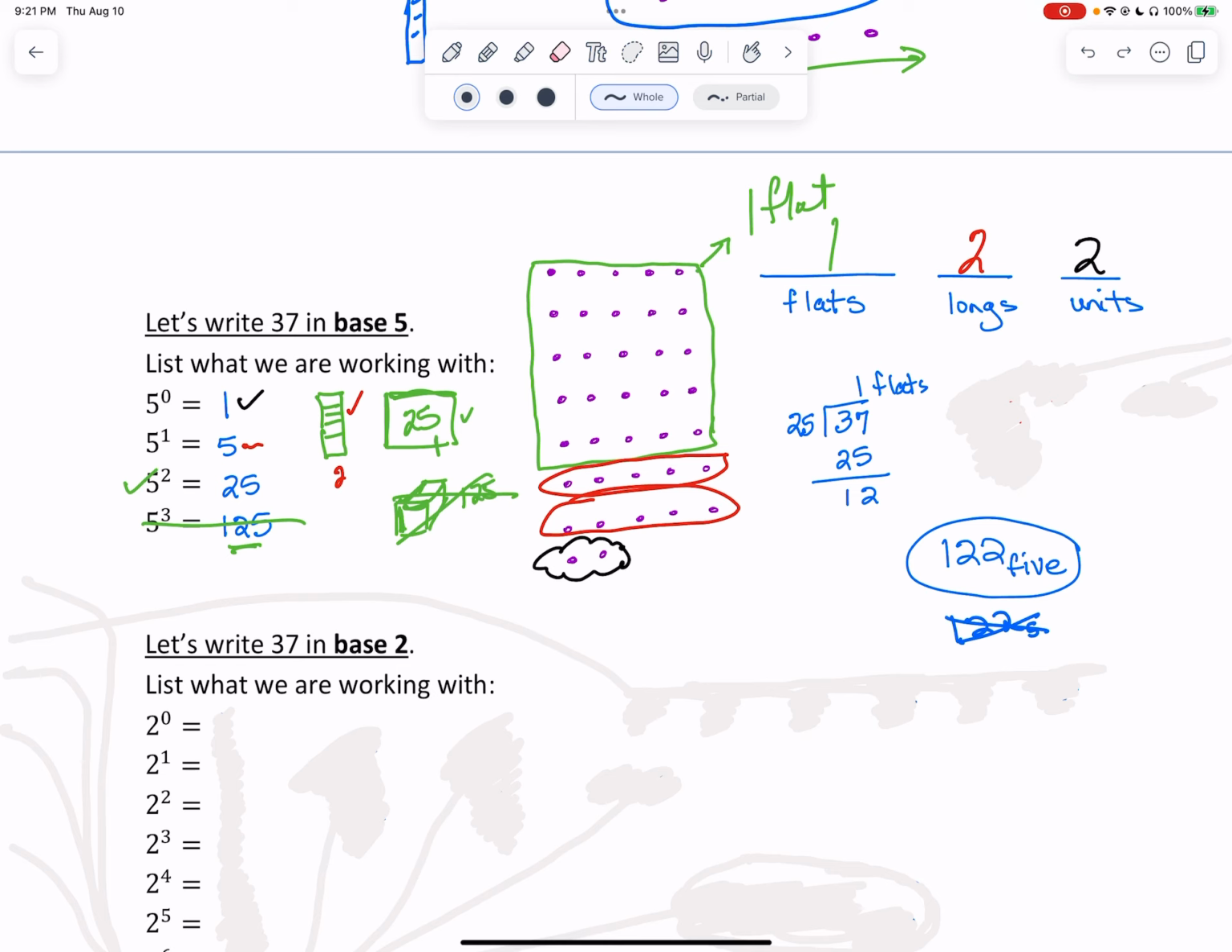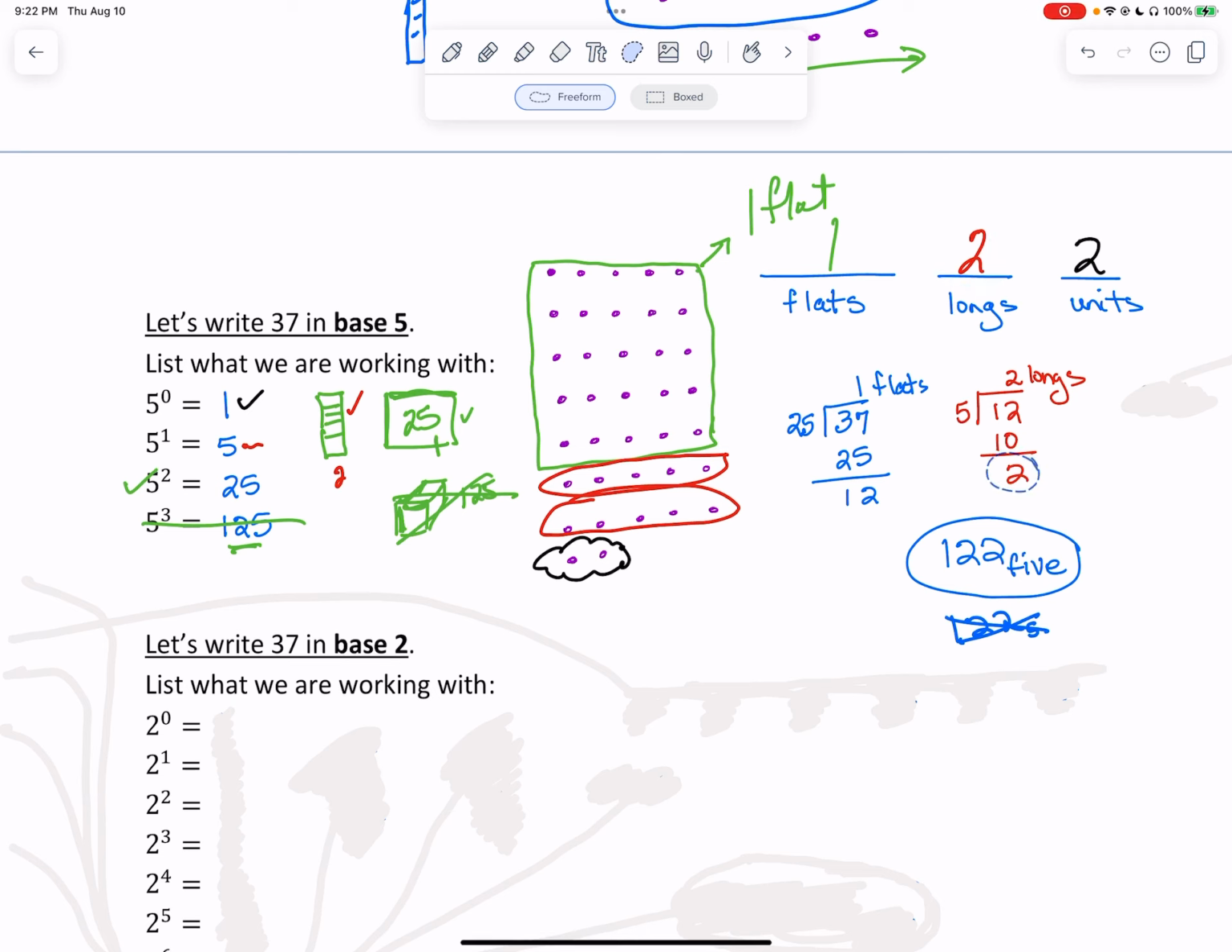So now I'm going to take the 12 that I had left over. That's this guy right there. I'm going to take 12 and divide it by the next one, 5. So I'm going to divide it by my rods. I'm going to take 5 into 12, and it goes in there 2 times. That's my 2 longs. What do I have left? I've got 2 left over.